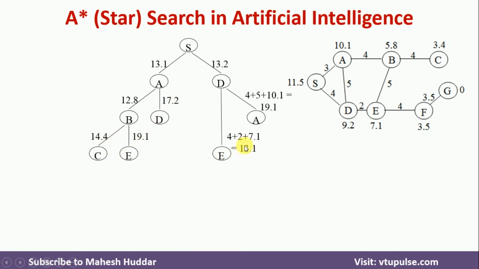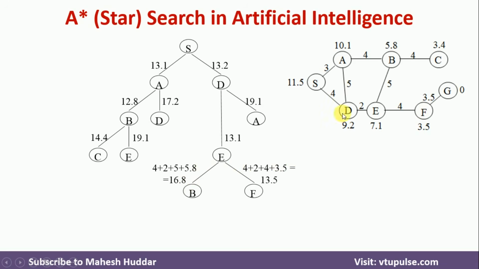From these particular leaf nodes, this 13.1 is the minimum here. So I will expand this particular E. There are two successors, B and F. If I want to reach this particular B, 4 plus 2 plus 5 plus its heuristic value, that is nothing but 16.8. If I want to reach this particular F, 4 plus 2 plus 4 plus its heuristic value, that is nothing but 3.5. So the total answer is 13.5 here.